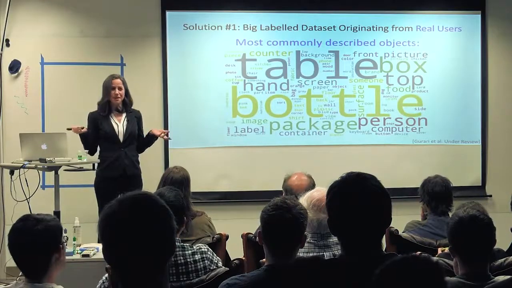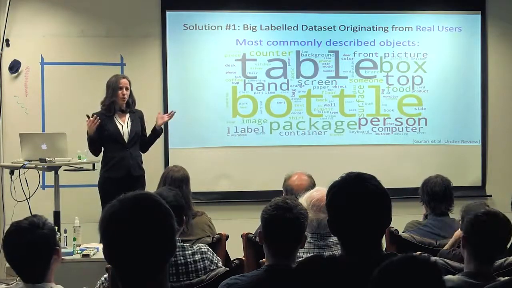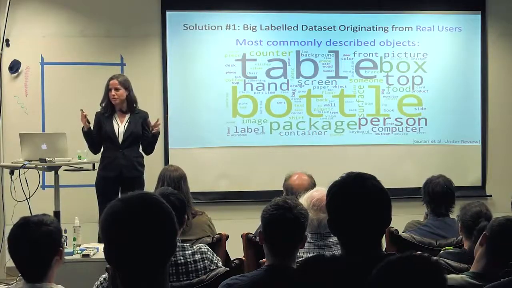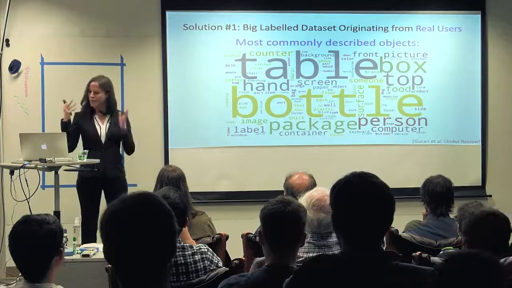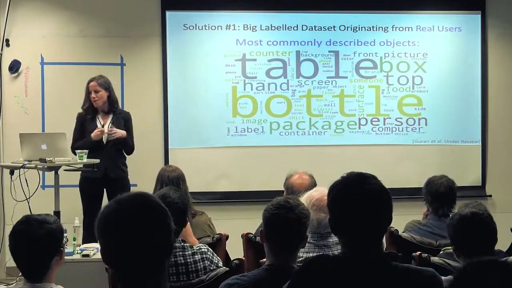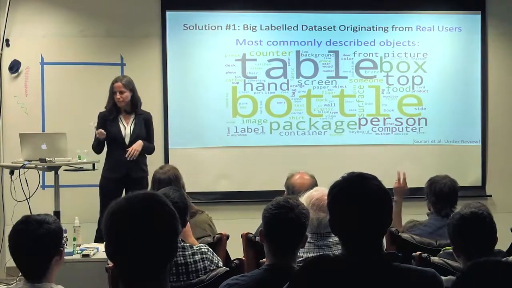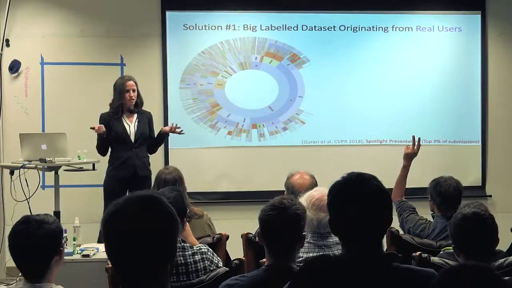Most commonly, people are talking about everyday objects. So if you look at a word map of what are the most common words that are used to describe their images, often we have things like bottles, packages, tables, counters, boxes, and computers. What kinds of questions are people interested in?